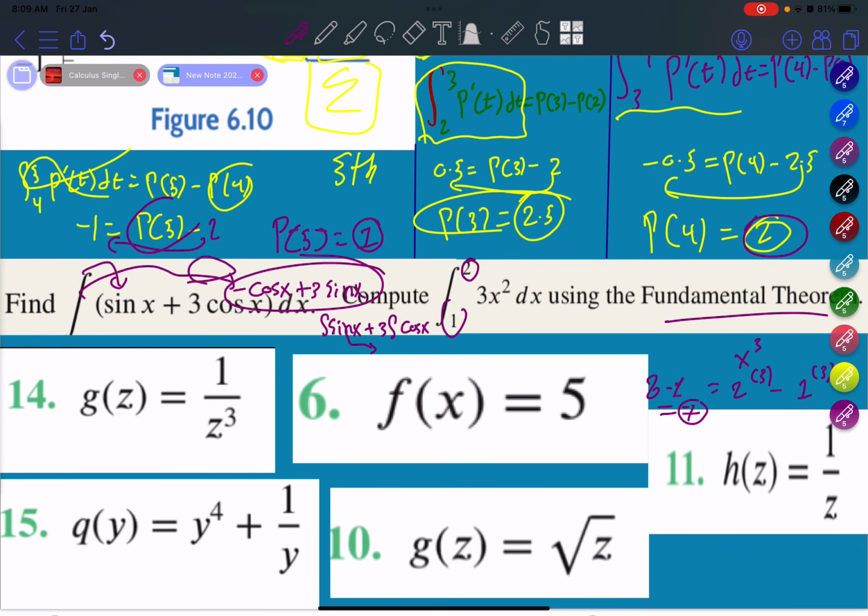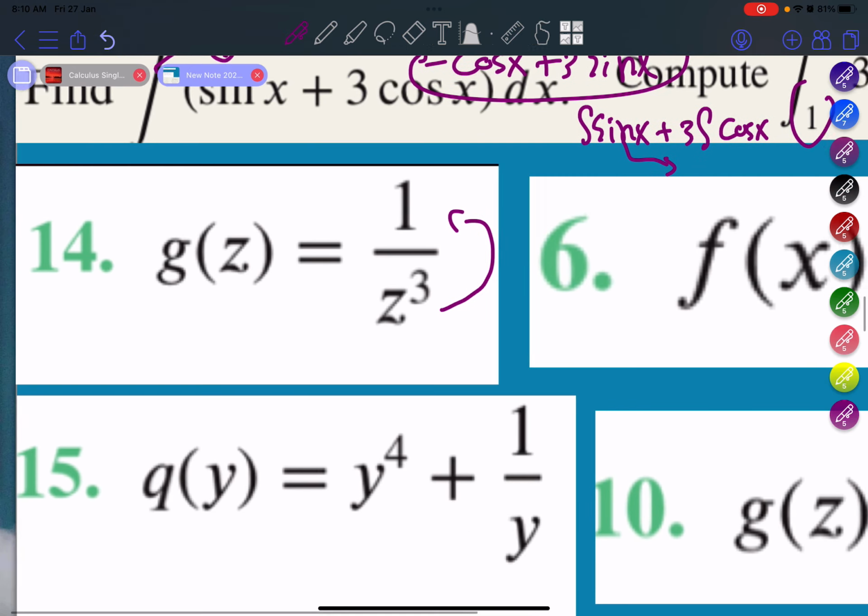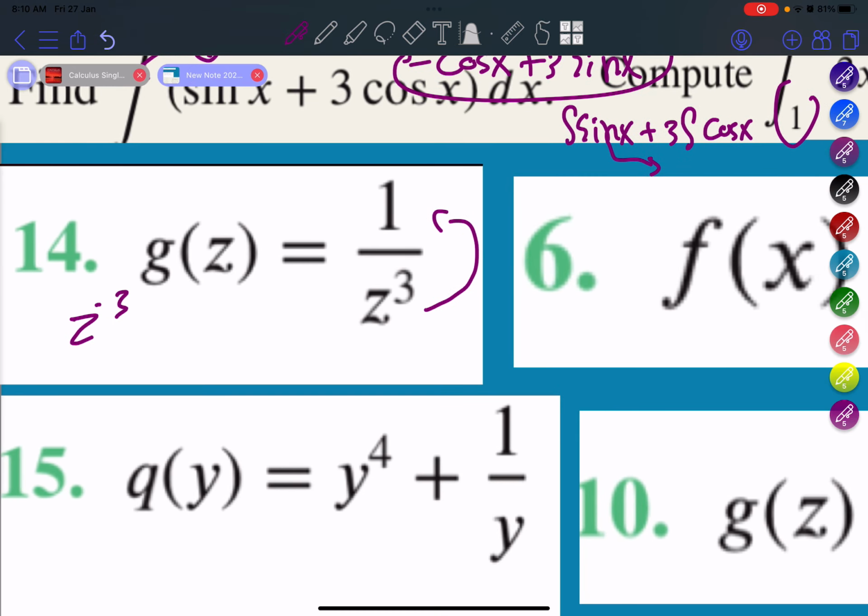Let's now solve actual exercise questions. So we can put z up, it becomes z power negative 3. And then if we add 1 to the power, it becomes z power negative 2 divided by the new power, which is negative 2.